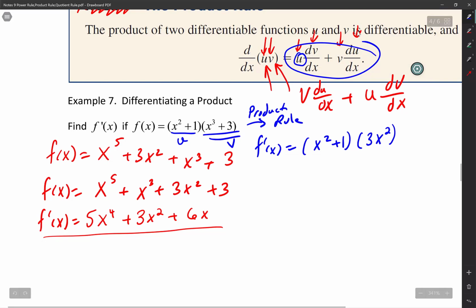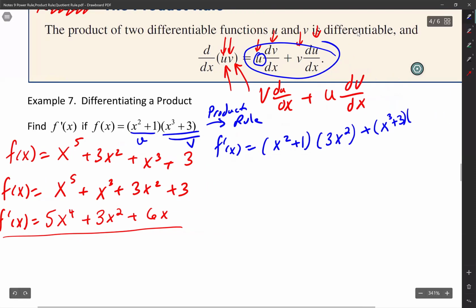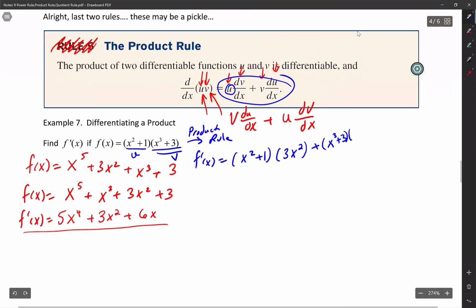Cool. And then there's a plus, so I put a plus. Then it says v, so I write v alone, x cubed plus 3. And then it says du dx, so I take the derivative of x squared plus 1, which is 2x. Cool? All we're doing now is algebra.